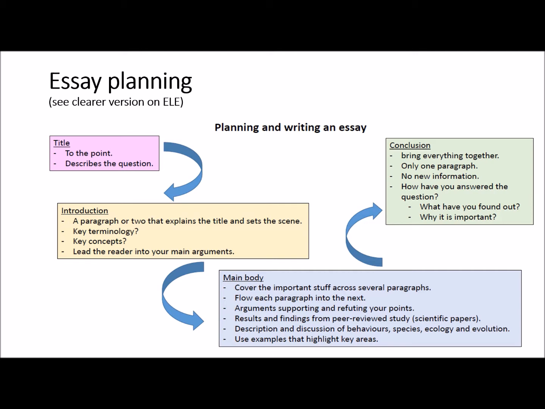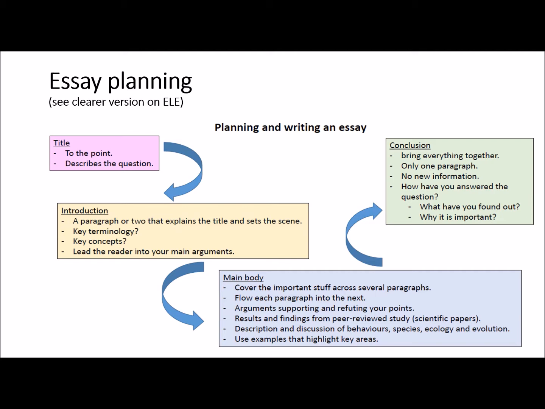You can describe and discuss behaviours, species, ecology and evolution, so long as that description and discussion tells the reader about why the science is useful. I have an example at the end of this presentation of things that you shouldn't do in the main body of the essay. But what you should definitely do is use, discuss, explain, evaluate key examples from the literature that highlight why you are answering that title's question.